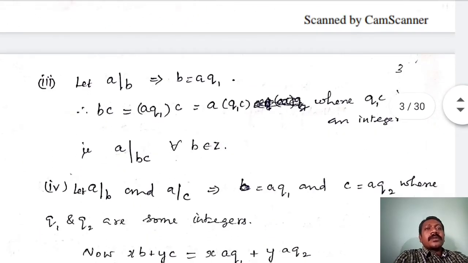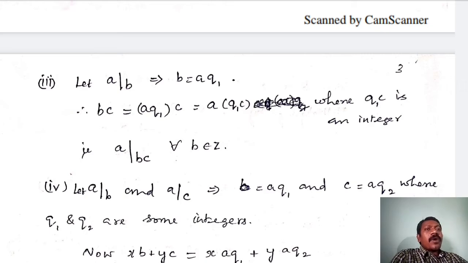The third one. Given a divides b, we have to prove a divides bc, where c is an integer. We can easily prove that. Since a divides b, by our definition, b equal to aq1, where q1 is an integer. If you multiply both sides by c, you will get bc equal to aq1 into c. And if you regroup it, you will get a into q1c. q1c is an integer. Then by our definition, a divides bc. So all these we got from our definition only.